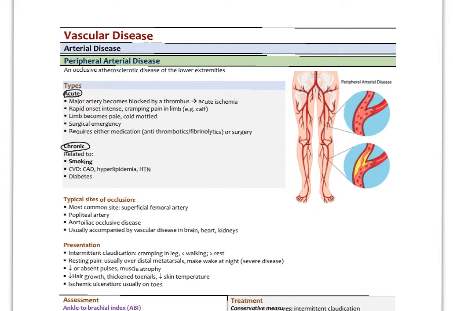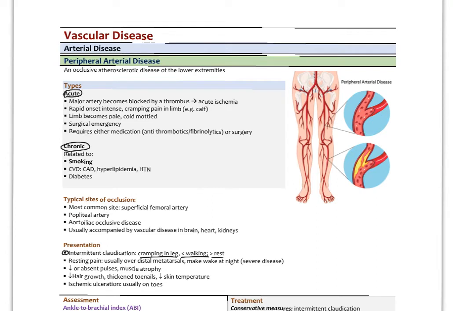Claudication, basically, you can see that down here in presentation, is cramping in the leg, worse with walking, better with rest. So we get really bad leg cramping and leg fatigue as a person walks, and then when they rest, it gets better.